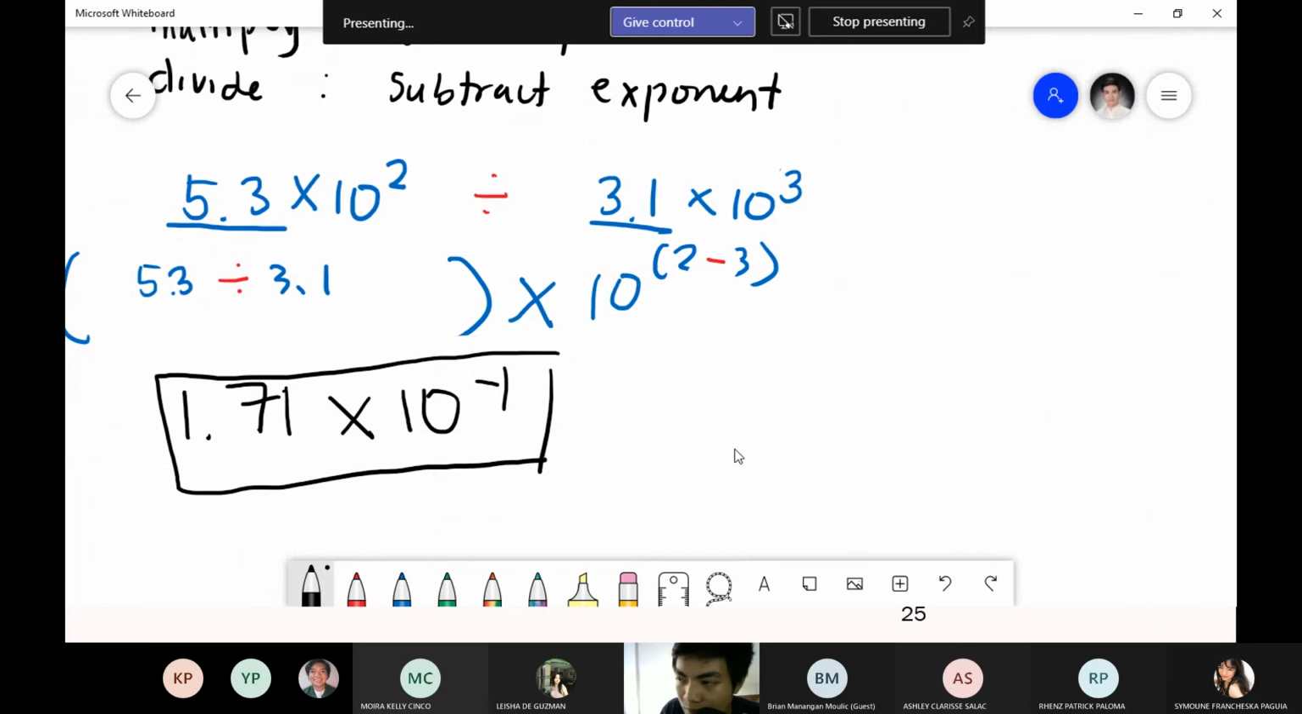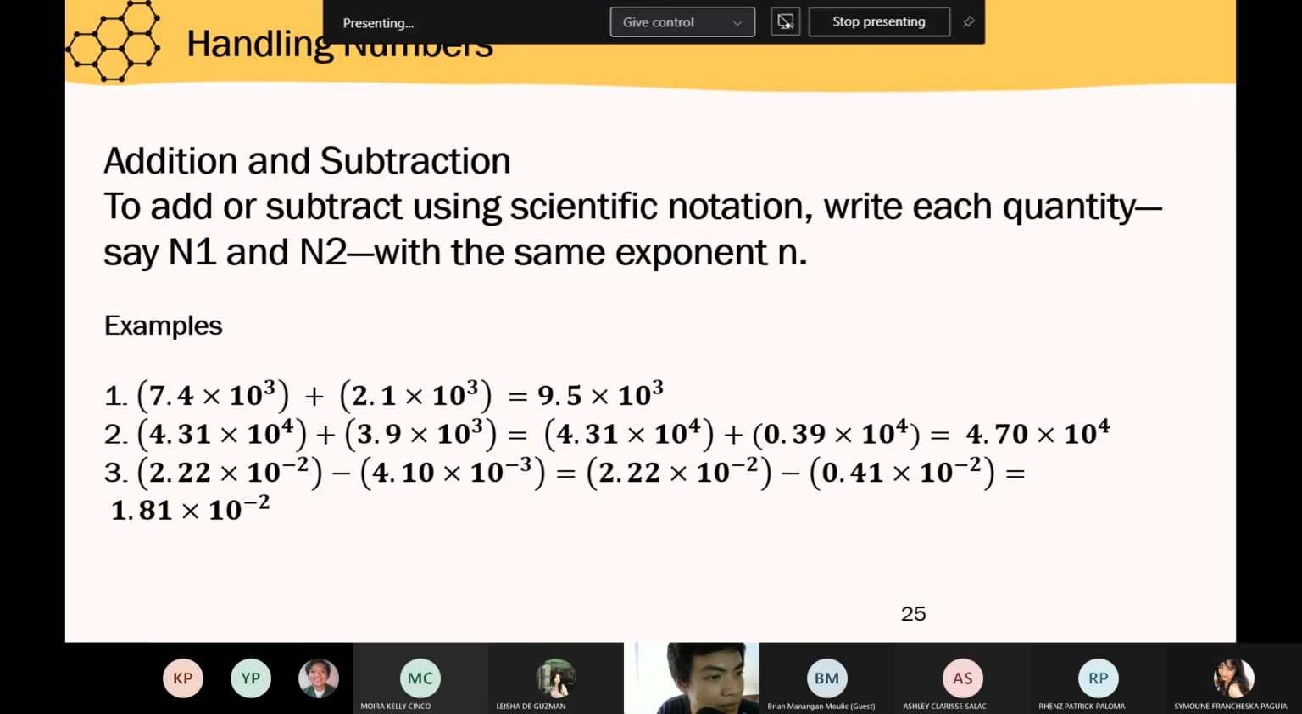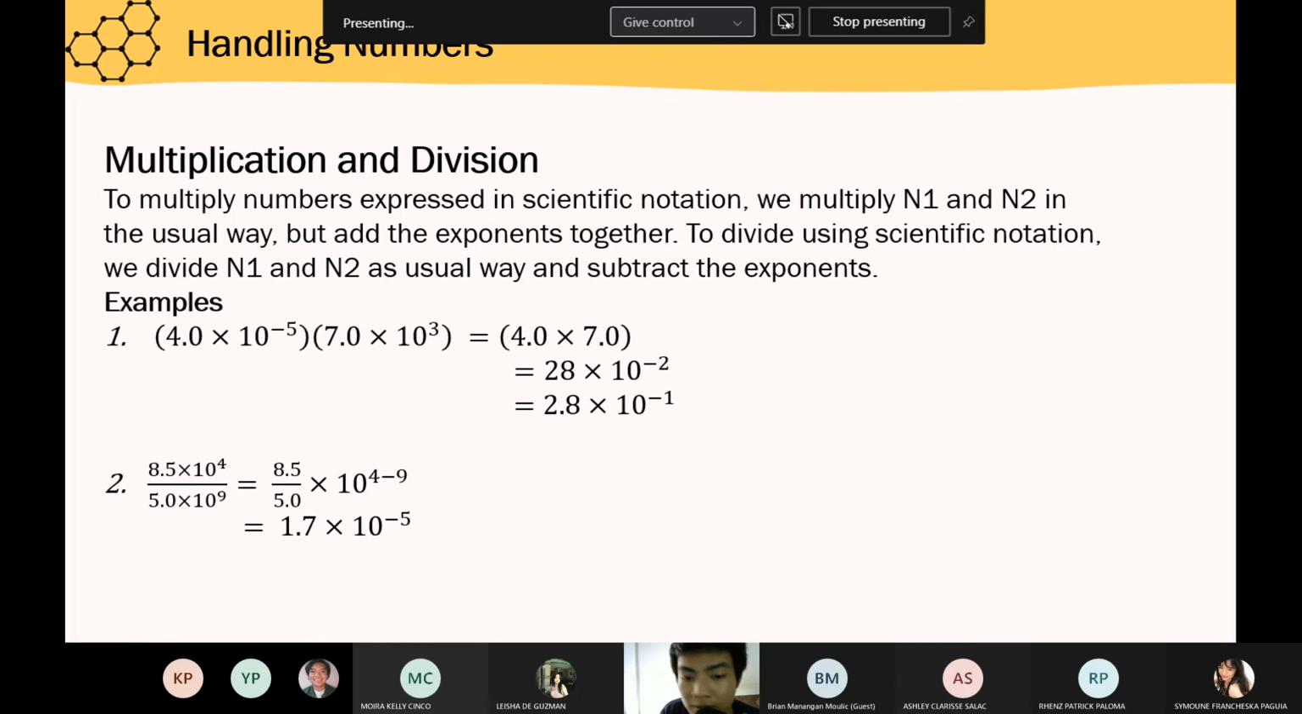Siguro there will be times, no, baka magtaka kayo. Sir, pwede ba to? 3 times 10 raised to 0. Pwede. Okay. So, pwede yan. So, 0, ibig sabihin, hindi mo ginalaw decimal point mo. Okay. Pero pag ginalaw mo yan, magkaka-number yung exponent, no? So again, plus 1 pag to the left, minus 1 pag to the right. Okay? Kapag may question, don't hesitate to ask me, but that's it, no? So that's how we do operations involving scientific notations.